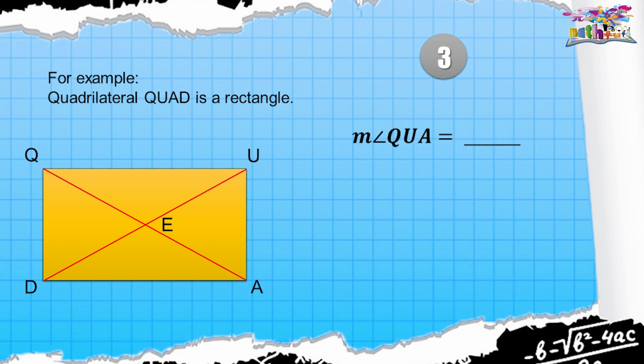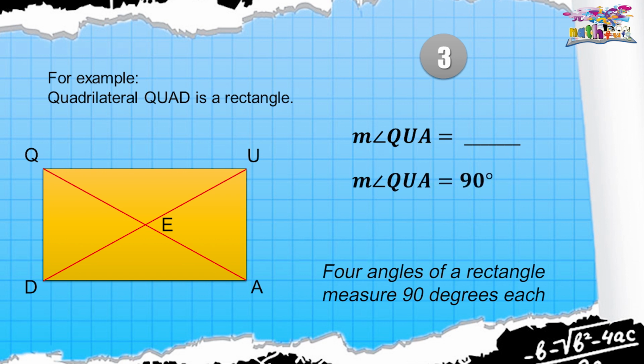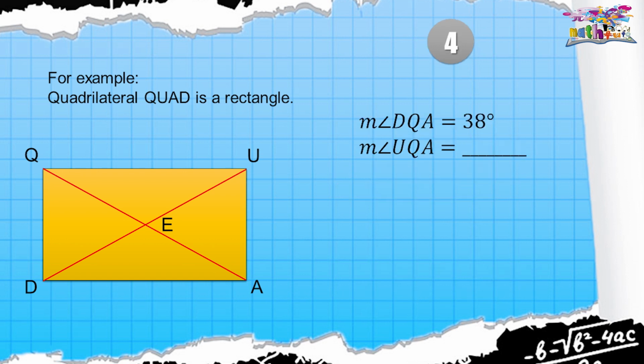Let us now take this problem. We are to find the measure of angle QUA. As you can see, QUA is one of the four angles of rectangle QUAD. And according to the properties of a rectangle, it contains four right angles. Thus, the measure of angle QUA is 90 degrees.